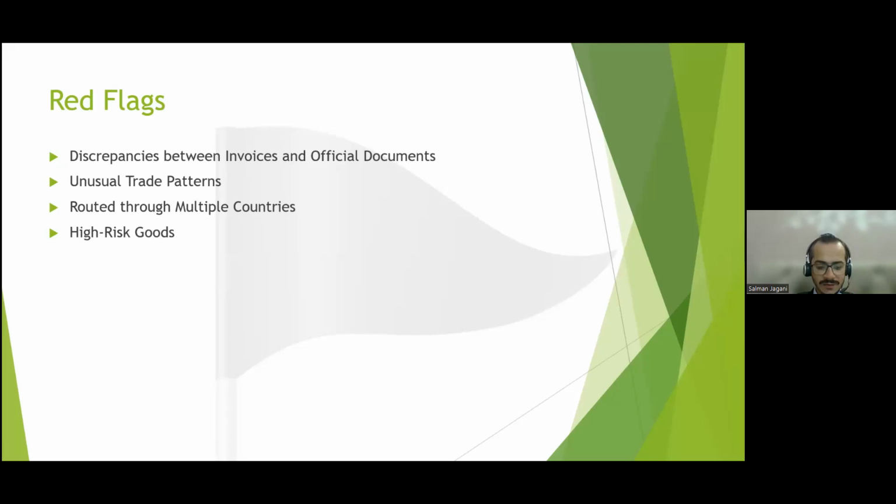Then we have high risk goods. Obviously, there are various goods which are high risk in nature. For example, if you have a person dealing in real estate or high value assets such as precious metals, gems, or any other high risk good, it could raise a red flag. And high risk goods also involve dual use goods, which I would be describing further in these slides.